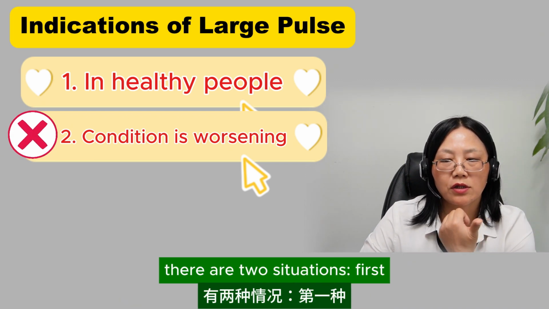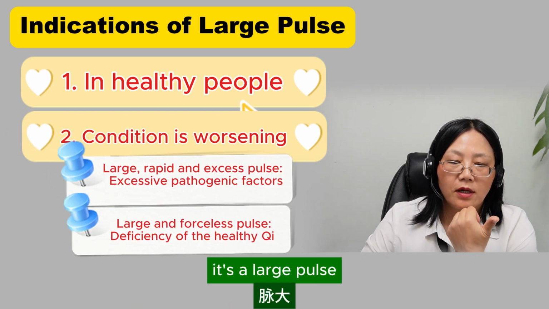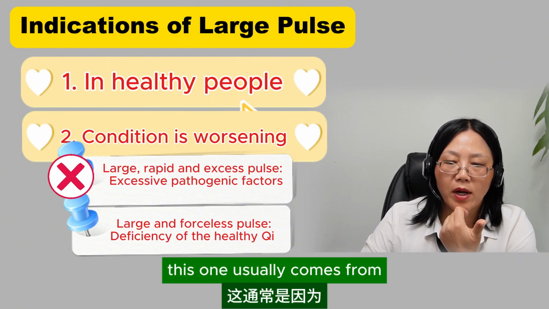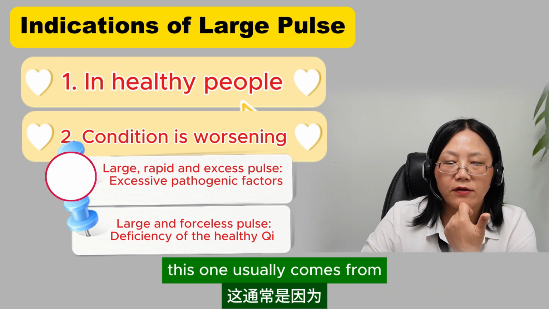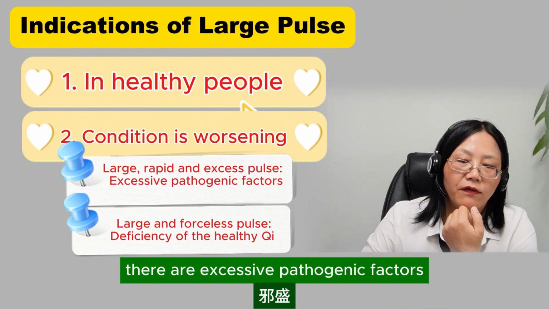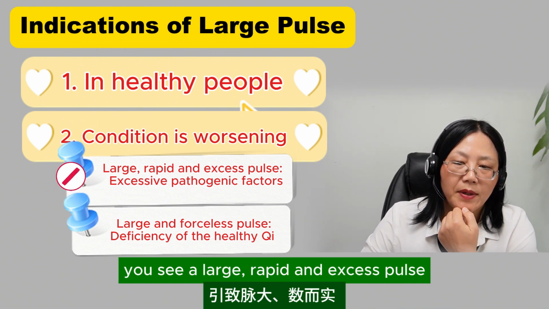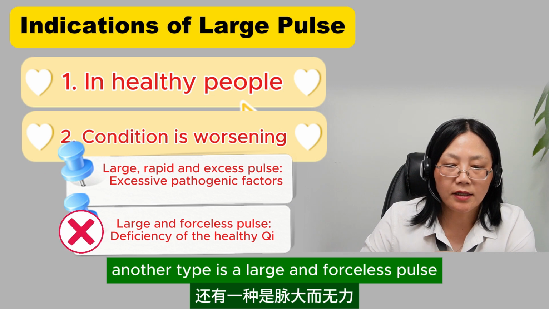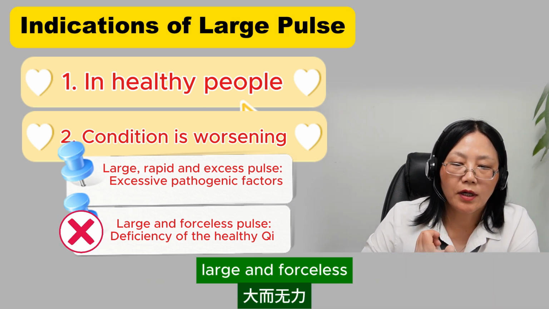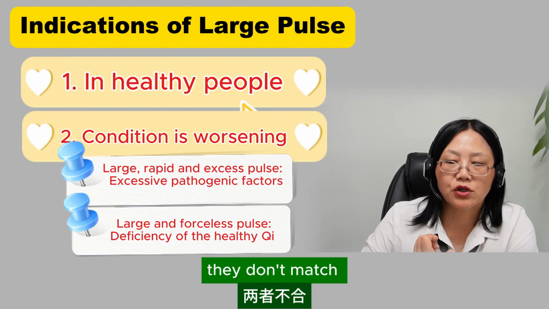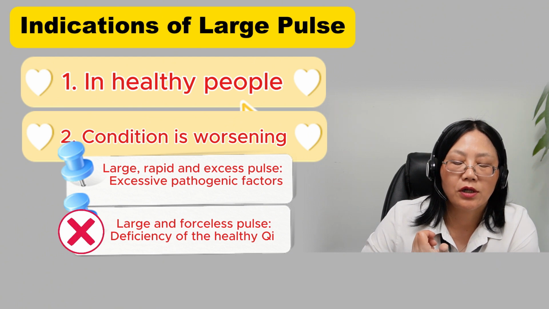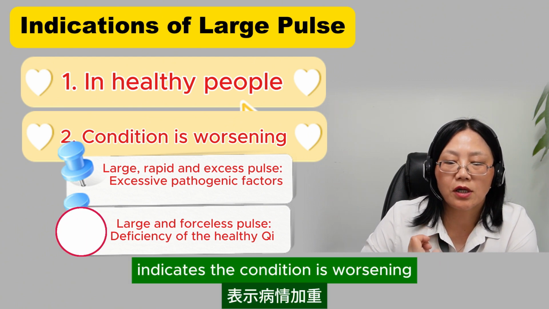There are two situations. First, the pulse is large but rapid and excessive as well. This one usually comes from excessive pathogenic factors. You see large, rapid, and excess pulse. Another type is large and forceless pulse. Large and forceless, they don't match. This is caused by a deficiency of healthy qi, indicating the condition is worsening.